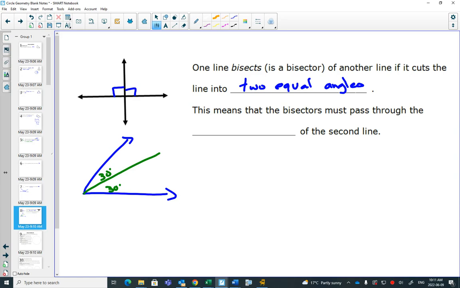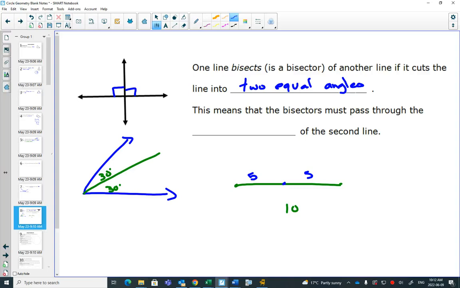We can bisect an angle. We can also bisect a line. So if this whole line is 10 and I cut it in half, then this would be 5 and 5. So bisect means to cut in half. One line bisects, is a bisector of another line, if it cuts the line into two equal parts. If this said a line segment, because a line has arrowheads and goes on forever, a line segment ends and has a length.